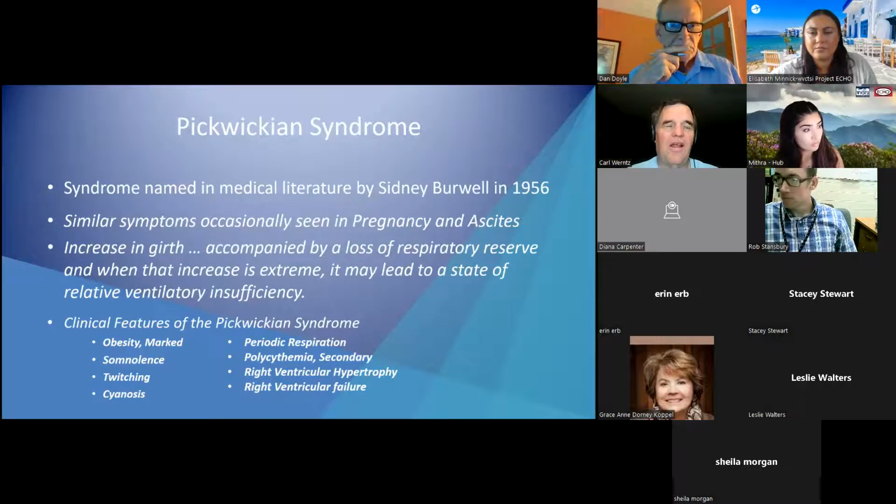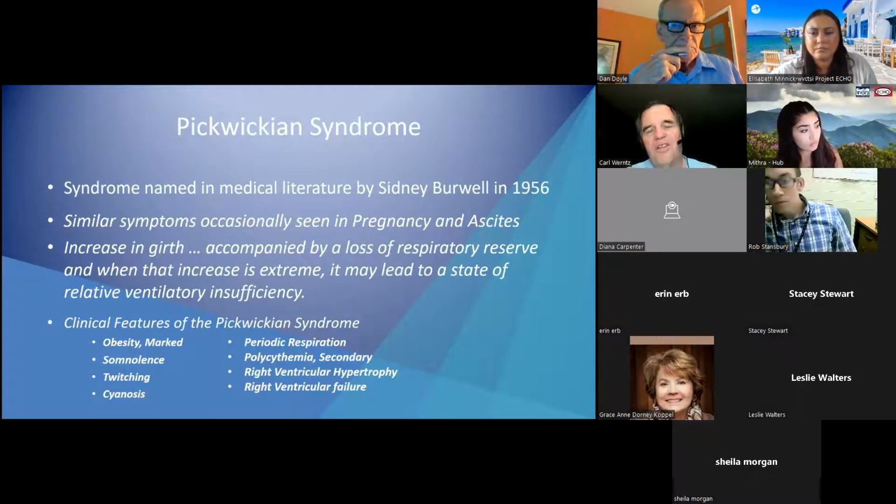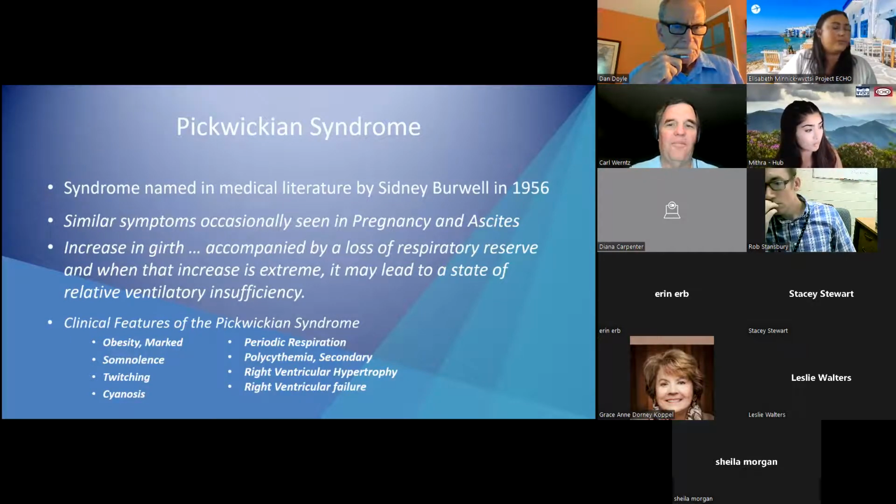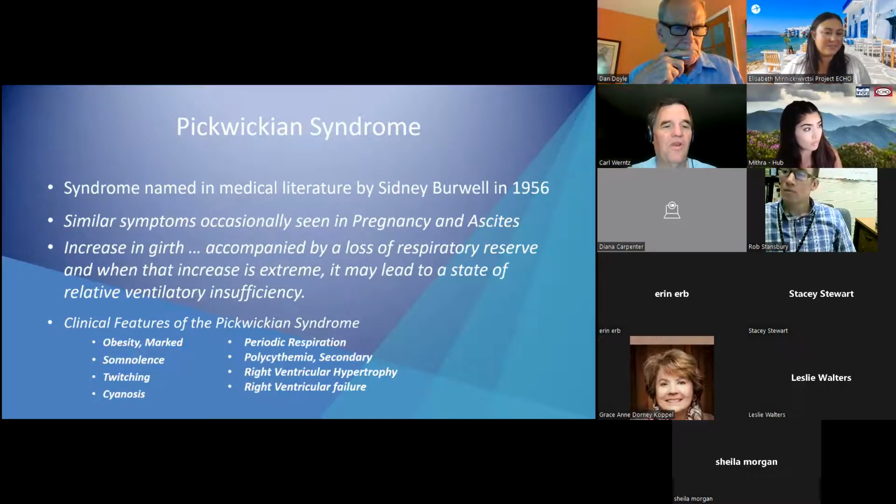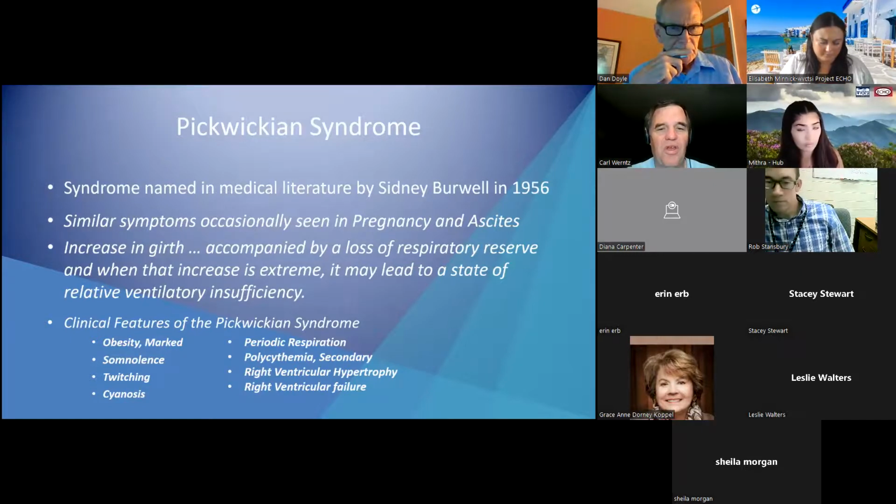And so that's the first description of what we want. A couple of, I hate to call this medical literature, but that was in the medical literature, was named Pickwickian syndrome, and it had to do with an increased girth accompanied by loss of respiratory reserve and ventilatory function. Some clinical features listed with Pickwickian syndrome in the medical literature: marked obesity, somnolence, twitching, cyanosis, periodic respirations, secondary polycythemia, right ventricular failure, and right ventricular hypertrophy.